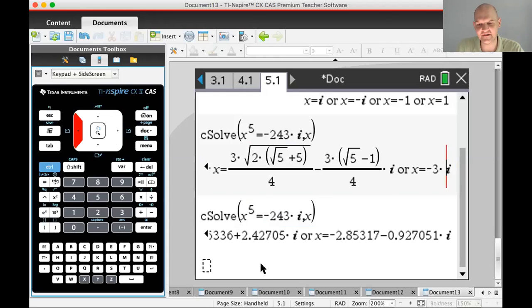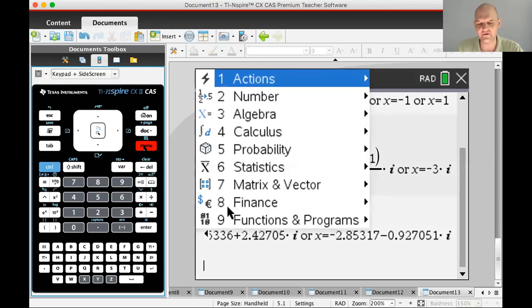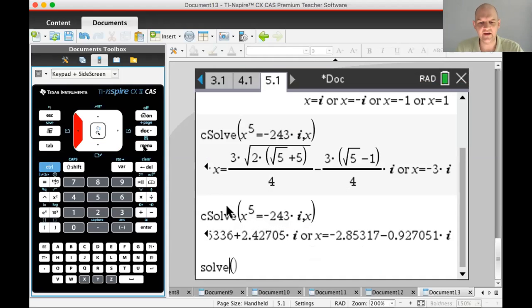Nobody wants to handwrite this. But negative 3i is in there, which we knew, right? That's the 3 pi over 2 one. So this is something we can do. You can always use cSolve, complex solve. The easiest thing, I think, is to do menu 3, 1, and then arrow over and put a C in front of it, often when I'm on the handheld. Usually I just type it, to be honest. But there's a big difference between solve and cSolve.